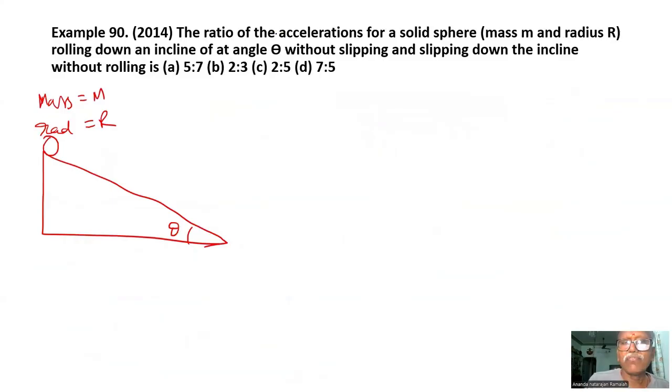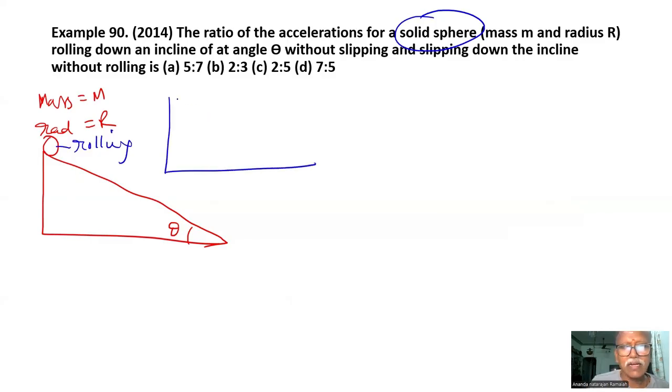The ratio of the accelerations for the solid sphere rolling down an inclination at an angle theta without slipping and slipping down. For that one, the ratio of acceleration of a solid sphere. In here, this is rolling. Another, the same sphere, same height, but here it is slipping.